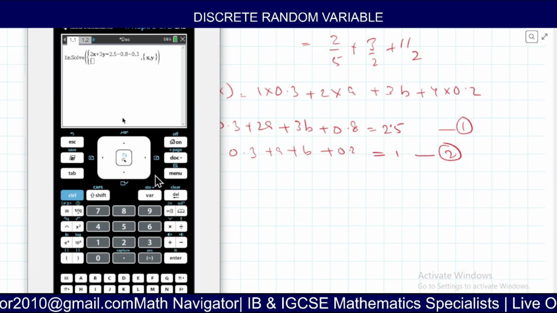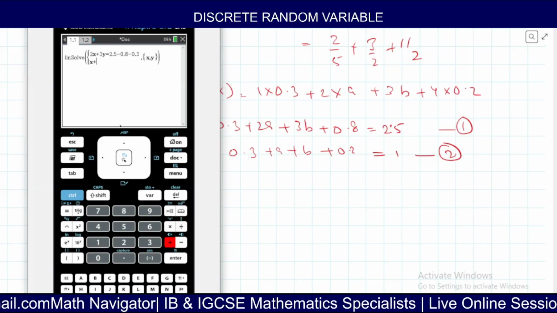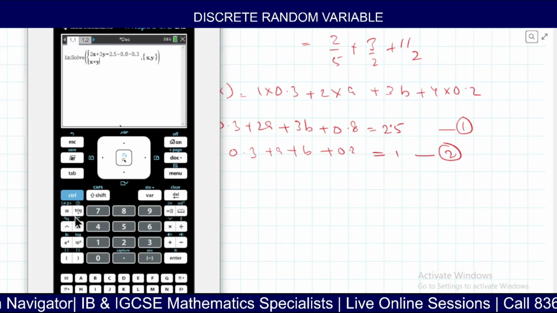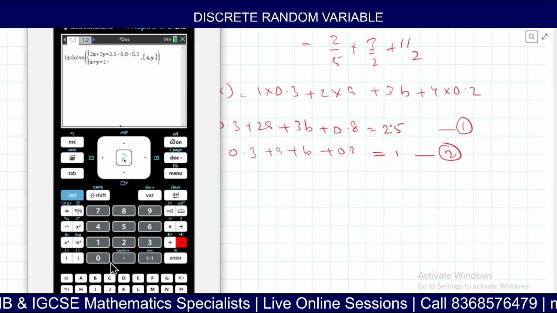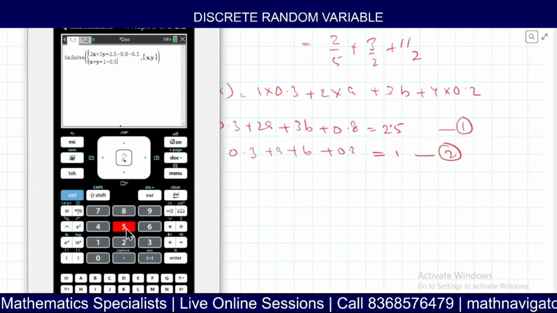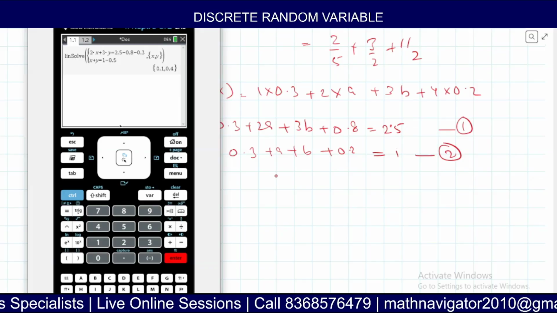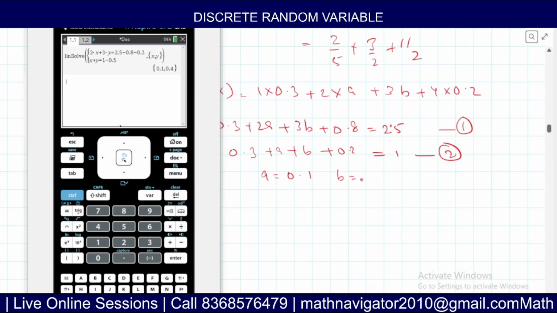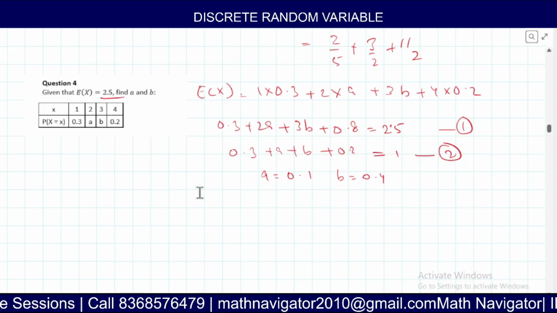Same way here I have to put X, then I have to put Y, then I have to put 1 minus 0.5 is equal to 1 minus 0.5. Got it? And let's hit enter. Perfect. So X is equal to 0.1 and Y is equal to 0.4. A is equal to 0.1 and B is equal to 0.4 is my answer. I hope this is clear. Perfect, right?